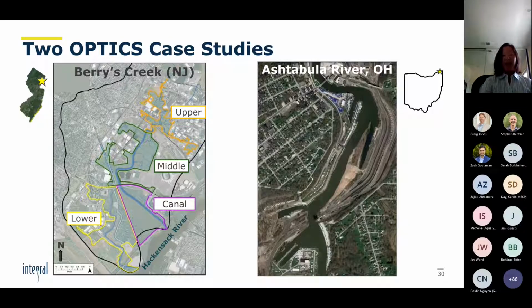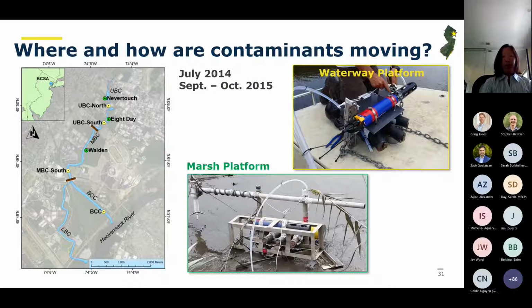So at Berries Creek, we were wondering where and how the contaminants are moving. The confusing discrete sample data set I showed earlier was collected at this study site. Those data were collected over nearly a decade. And due to system complexity in this tidal estuary, it was difficult to prove elements of our conceptual site model or to develop an effective remediation plan.